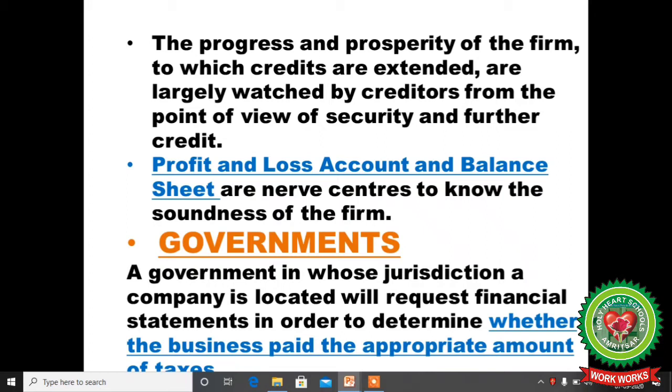Next one is government. A government in whose jurisdiction a company is located will request the financial statements in order to determine whether the business paid the appropriate amount of taxes. So the government only checks whether the company is paying the tax appropriately and properly or not. This is only possible after analyzing the financial statements of the company.